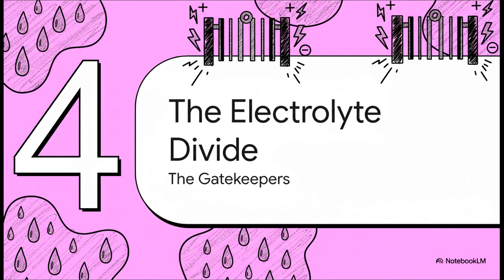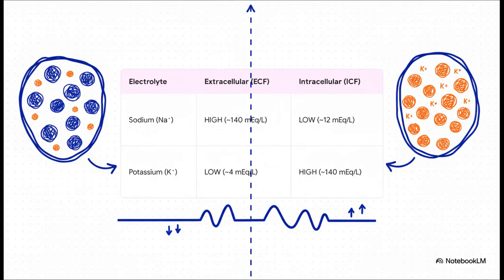Well, the answer comes down to the gatekeepers, the electrolytes. Now, just take a look at this table. What you're seeing is a dramatic, almost perfect mirror image separation. Outside the cells, in the ECF, there is a ton of sodium. Inside the cells, in the ICF, there's hardly any. And for potassium, it's the complete opposite. Very little outside, a huge amount inside. This is not an accident. This is a very carefully guarded state of affairs.